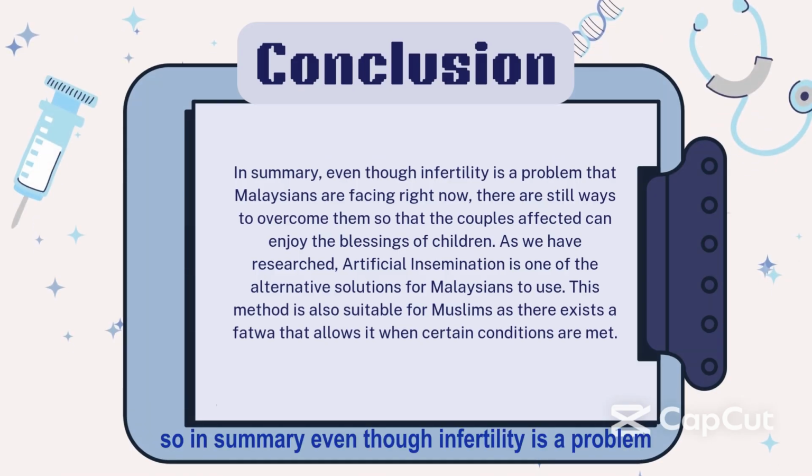So, in summary, even though infertility is a problem that Malaysians are facing right now, there are still ways to overcome it so that the couples affected can enjoy the blessings of children. As we have researched, artificial insemination is one of the alternative solutions for Malaysians to use. This method is also suitable for Muslims as there exists a fatwa that allows it when certain conditions are met.